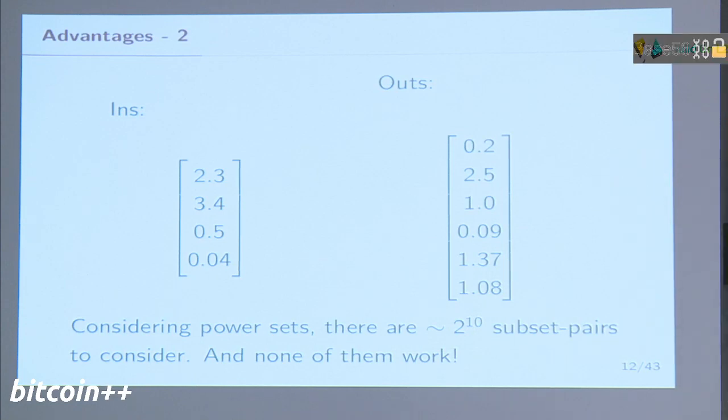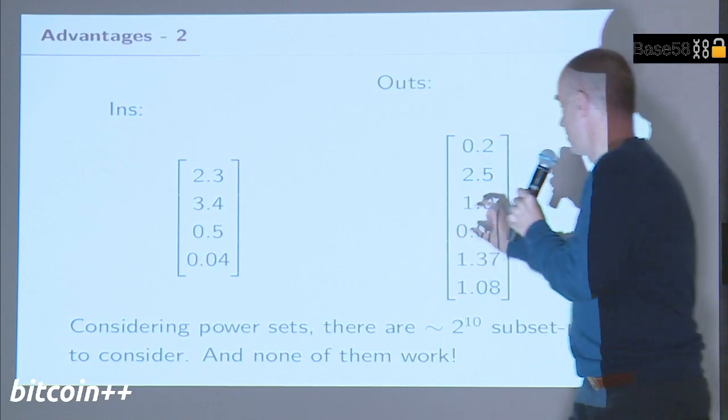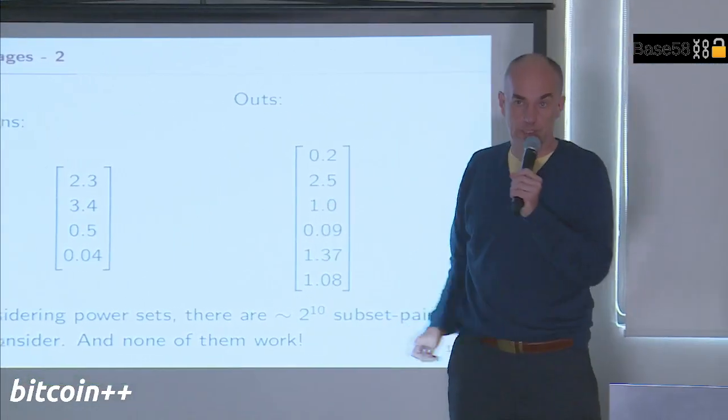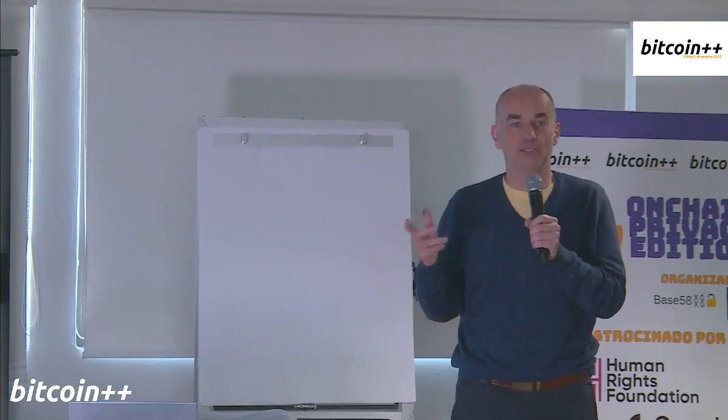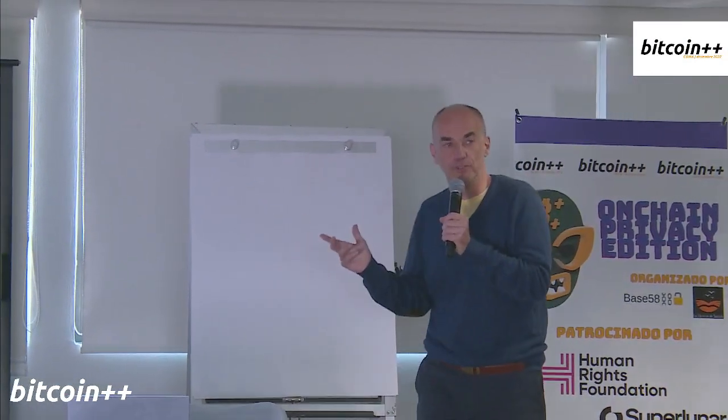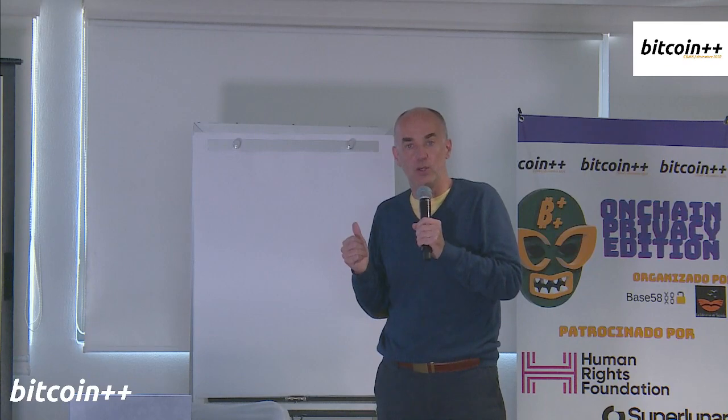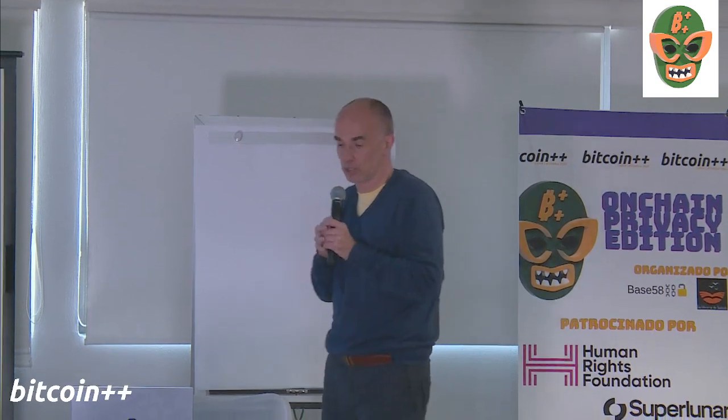And basically none of them work. In other words, you can't find groups of the inputs that add up to the same number as groups of the outputs. And because, as Ben pointed out, by splicing a chunk of the money into a channel and dividing that money between the two participants in a way that's hidden on chain, you no longer have a subset sum solution.